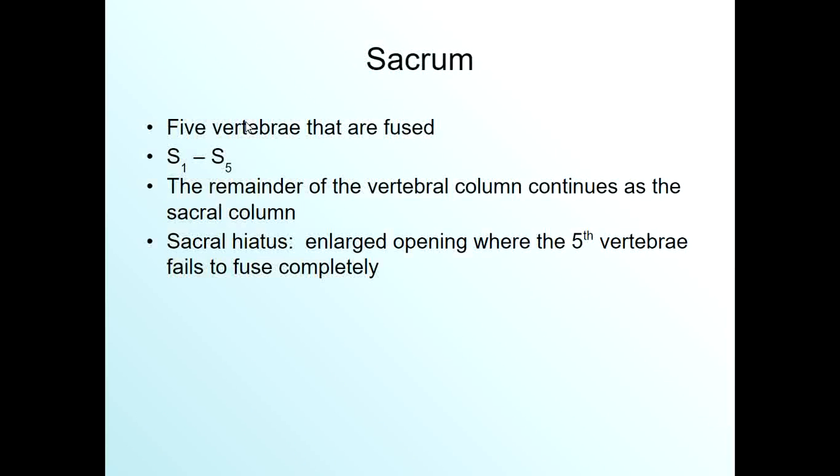Then right below that, you have the sacrum, which is kind of a triangular shaped structure. It is numbered S1 through S5, but they're all fused together. And from that point on, we typically call the vertebral column the sacral column.